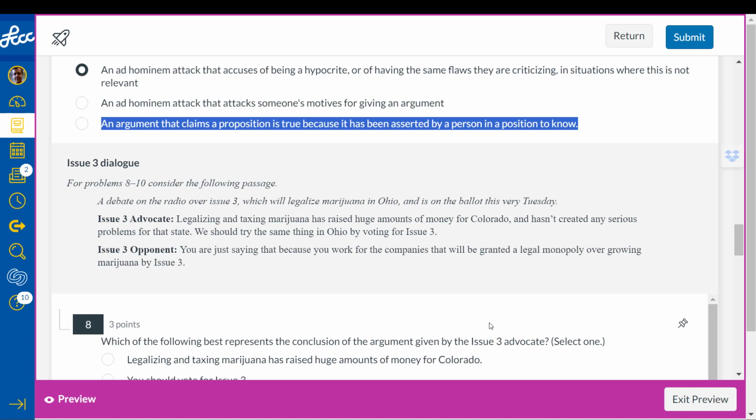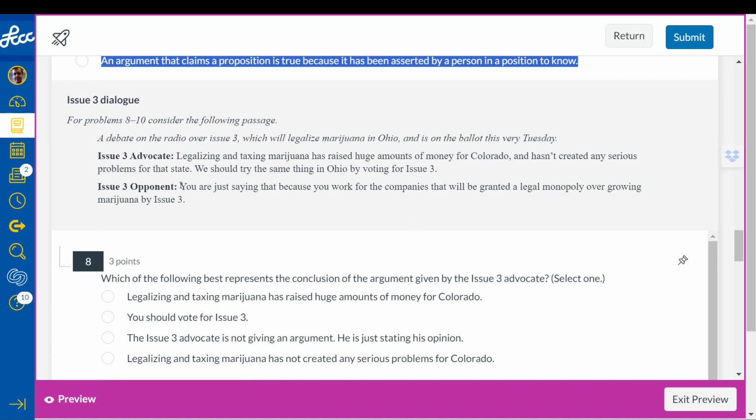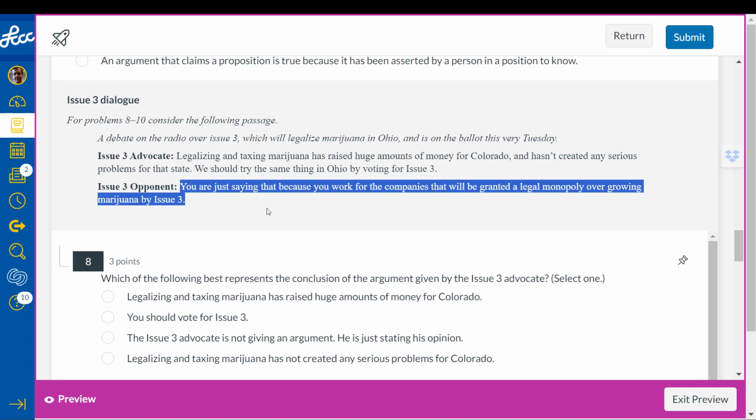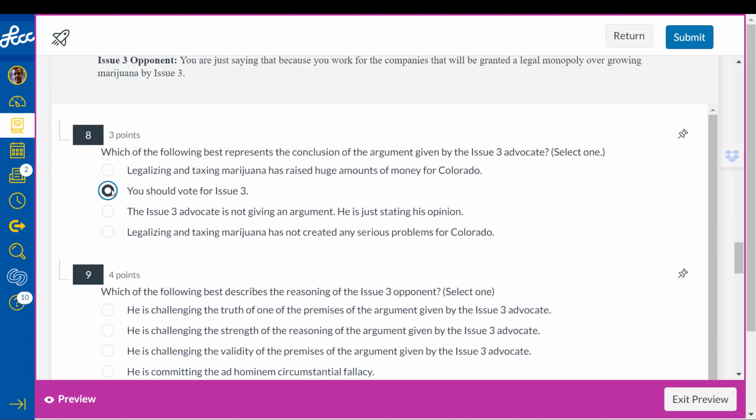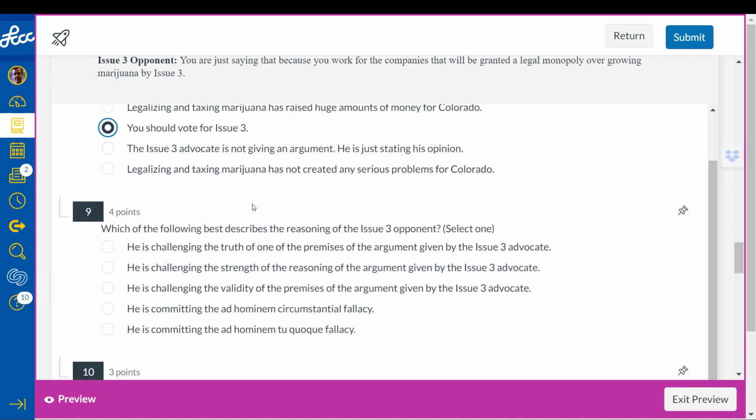But what you can see here is that the advocate is making a perfectly reasonable argument by analogy between the situations in Ohio and Colorado, and the Issue 3 opponent is responding with a personal attack. This is going to look like an ad hominem, specifically an ad hominem circumstantial. We can fill out the remaining questions accordingly. So the Issue 3 advocate, their conclusion is that you should vote for Issue 3, obviously. The reasoning given by the Issue 3 opponent is an ad hominem circumstantial.